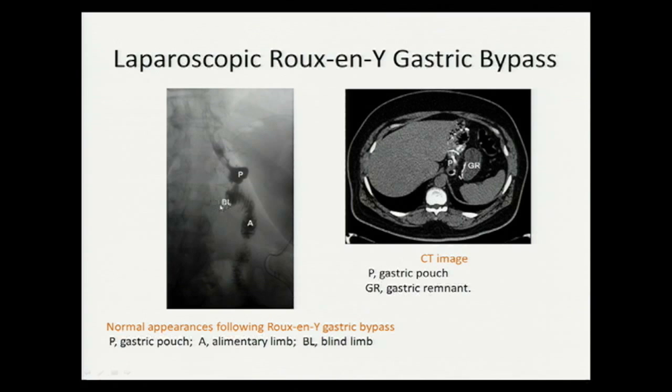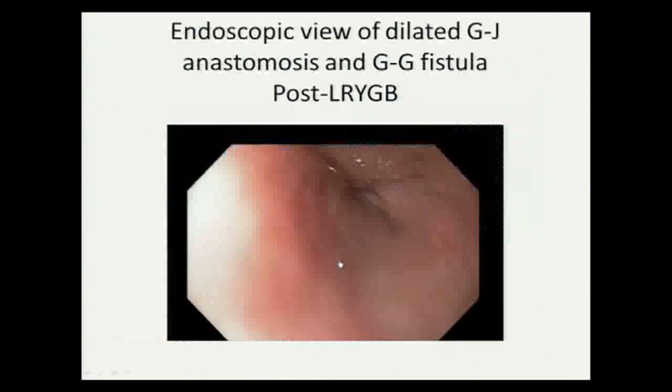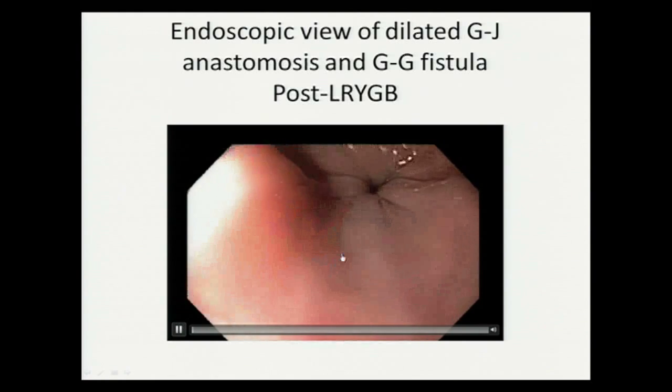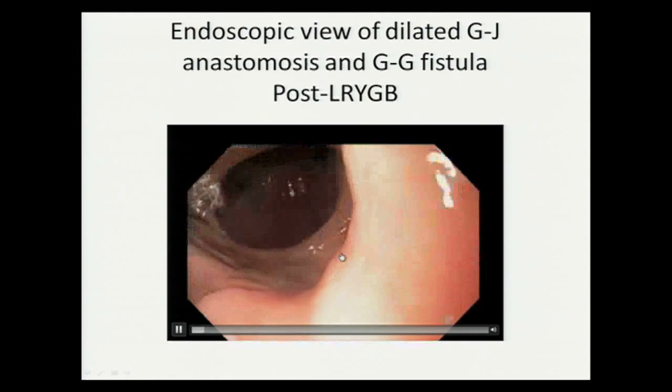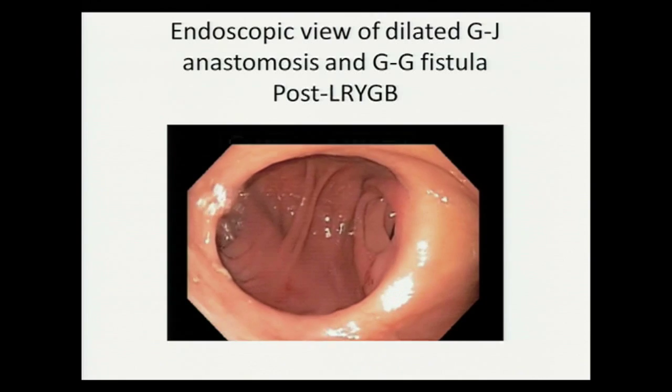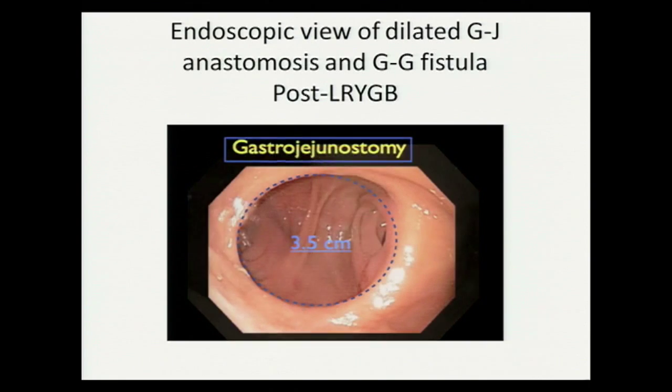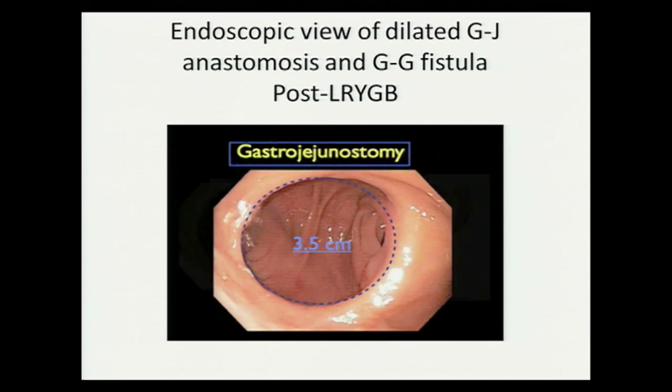On this imaging it is towards the left side, but again, you can have it towards the right side as well. If you do a contrast study, you're not going to see contrast, hopefully, in the gastric remnant unless it is refluxing all the way back up or there is a fistula. This is an endoscopic view of a dilated anastomosis.